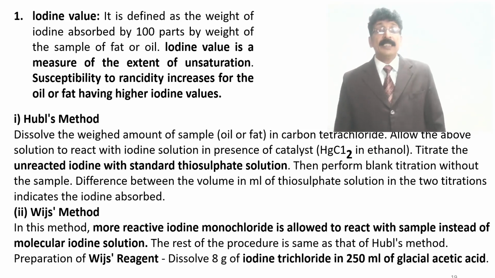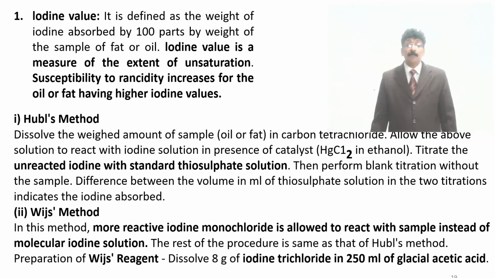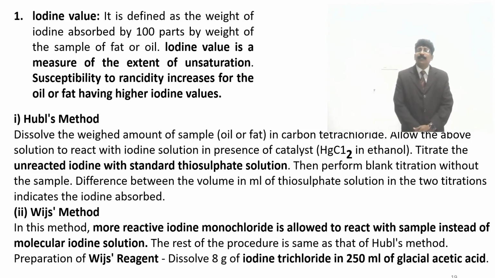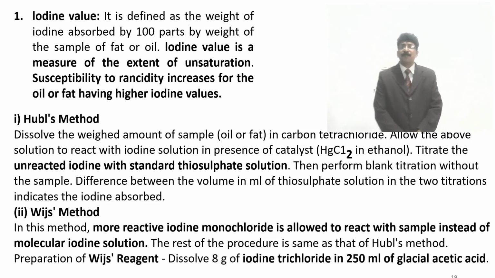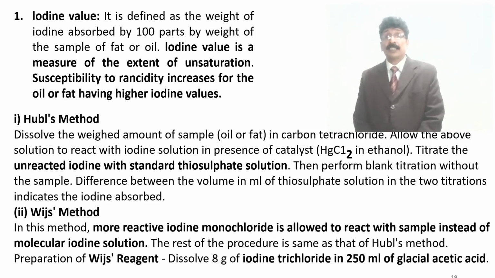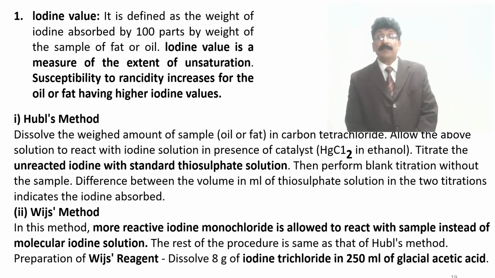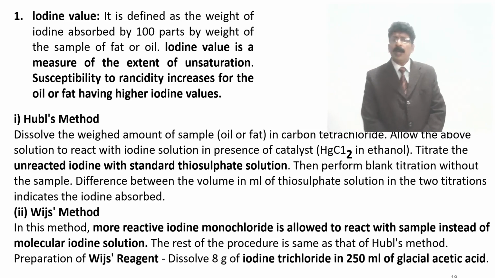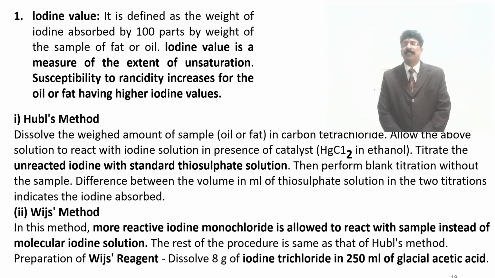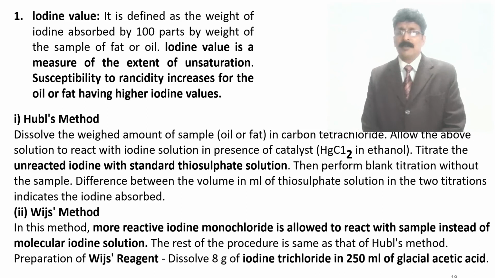In this method, the more reactive iodine monochloride is allowed to react with the sample instead of molecular iodine solution, which is prepared separately using iodine with potassium iodide. The rest of the procedure is the same. The only difference is that in Hubl's method we use iodine solution, while here iodine monochloride in glacial acetic acid is used instead.